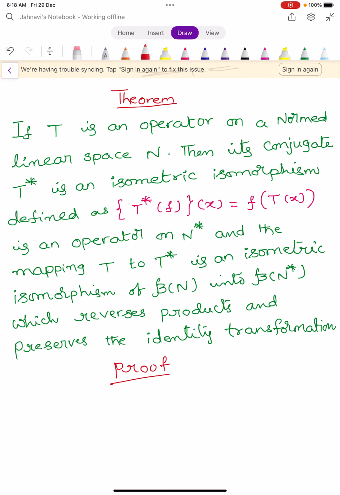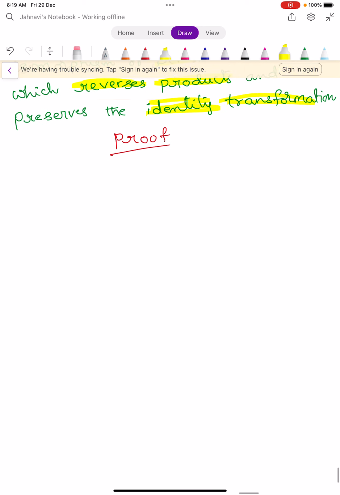In this video, we prove a theorem. Let us see the statement. If capital T is an operator on a normed linear space capital N, then its conjugate T star, defined by T star of f of x is equal to f of T of x, is an operator on the conjugate space N star, and the mapping T to T star is an isometric isomorphism of script B of N into script B of N star, which reverses products and which preserves identity transformation. One of the lengthy theorems, let us prove this one.